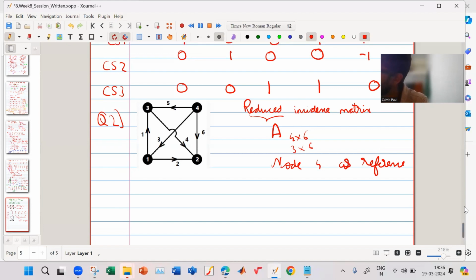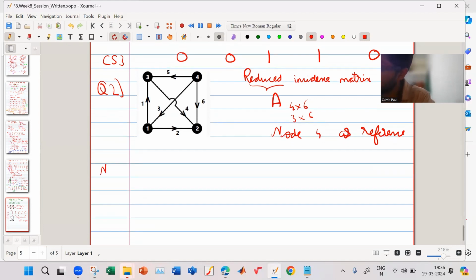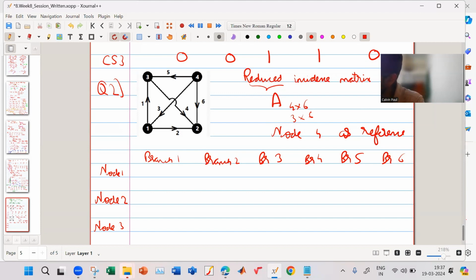So now we must do it for node 1, node 2, node 3, and this will be my branch 1, branch 2, like that. I'll make branch 3, branch 4, branch 5, and branch 6. So for node 1, what is it? What will you give it?